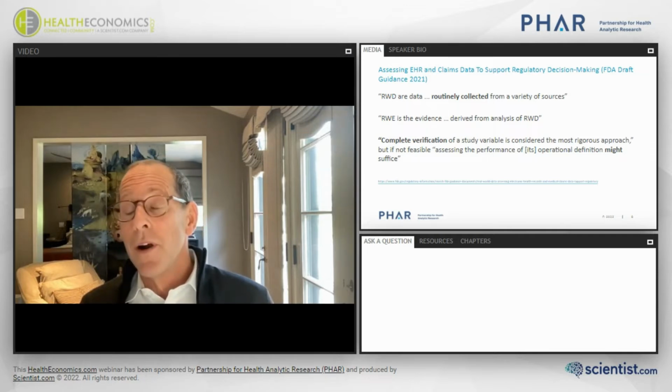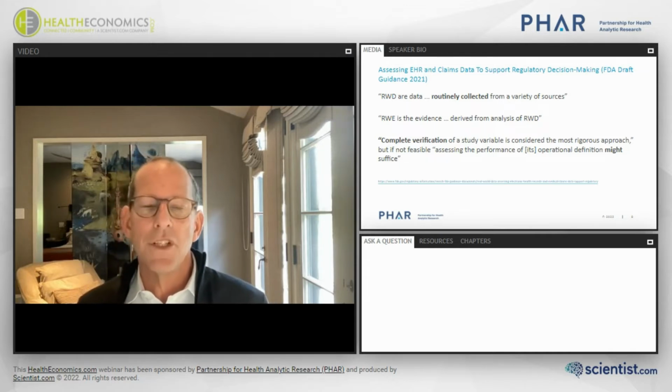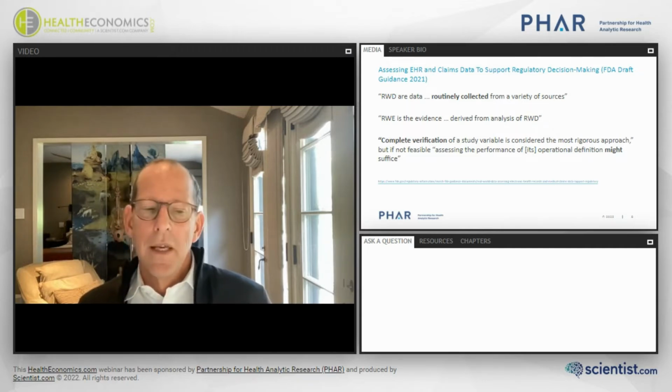So that's a very high bar. They recognize that, but if that's not feasible, then assessing the performance of the operational definition might suffice. And in the FDA's terminology, this operational definition is what we're calling an algorithm. So what they're saying is, if you can't verify in every patient that they had early stage cancer, for example, then you can present evidence that the algorithm you use to identify early stage cancer performs well. So, one of those two things.